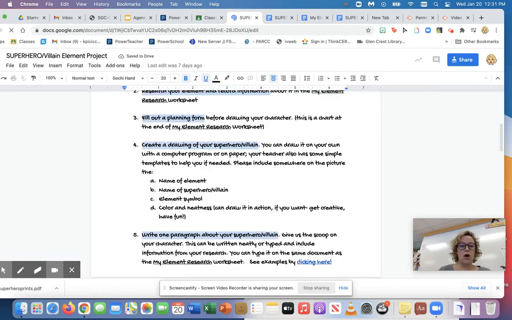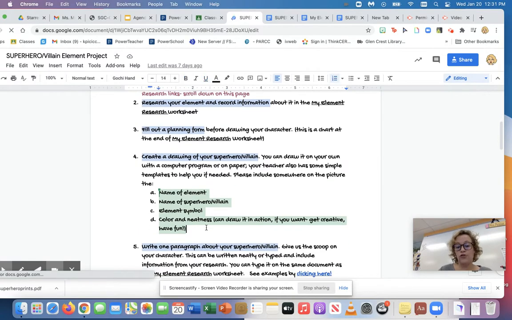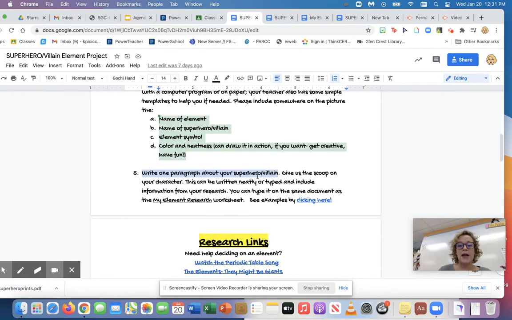Okay, so let's scroll all the way down. By now, you've picked your element, you've done really good research, you've filled out your planning form, and you're starting to draw the superhero or villain. One of the last things to do in this project is to write one paragraph about your superhero or villain. So let's see what it says.